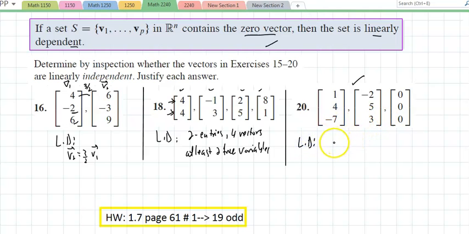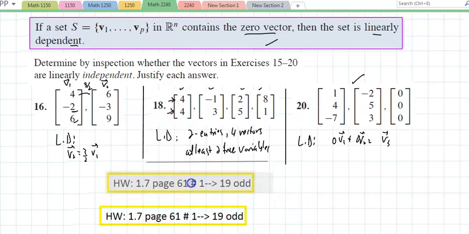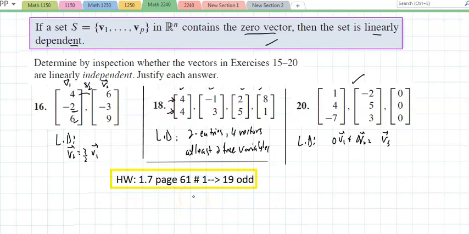Why is that? Well, it's very easy. Take 0 times v1 plus 0 times v2. Wouldn't you get v3? They are multiples of each other. So it's more understanding than doing. A lot of that coming your way. Section 1.7, page 61. Again, do numbers 1 through 19.